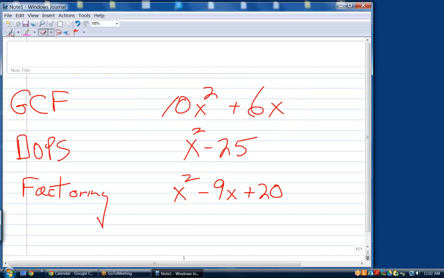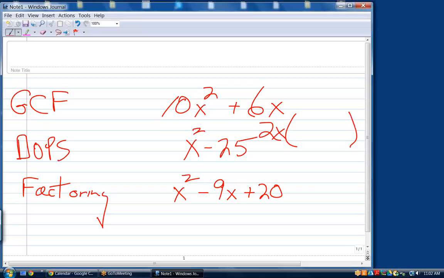What is it? 60? Remember, the greatest common factor, it's not the multiple. It is the largest number that divides evenly into both of these terms. 2. 2 what? 2x. Yeah. In other words, I can divide 2x into both 10x squared and 6x.